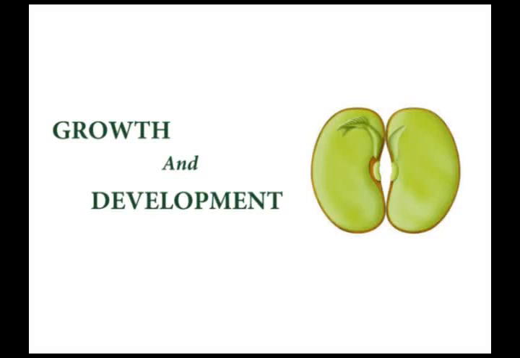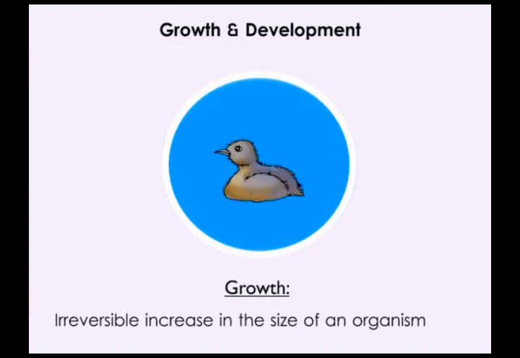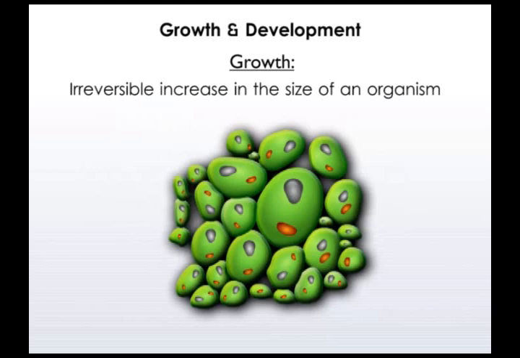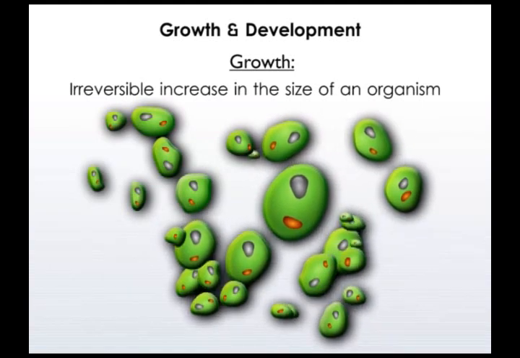Last chapter, growth and development. Now, we talked about growth and development as one of the characteristics of living organisms. We said growth is the irreversible increase in size of an organism. For unicellular organisms, growth involves an increase in the size of the cell. But in multicellular organisms, it involves an increase in the size and number of cells.